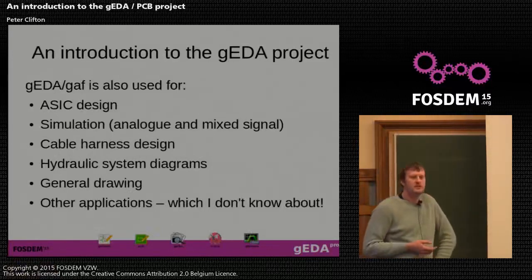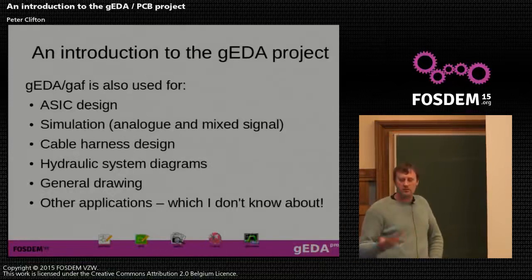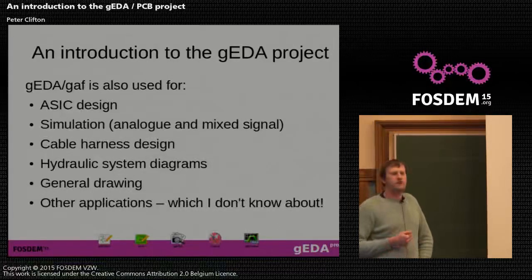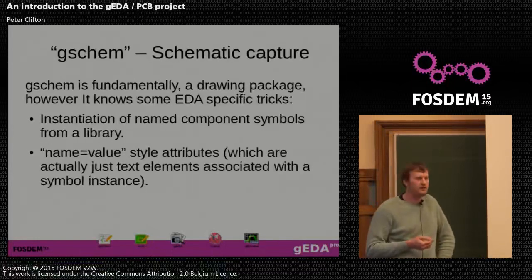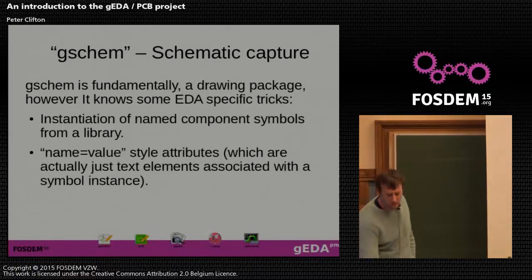GSCHEM, our schematic editor, is effectively a drawing package. It draws lines and has a little feature for putting macros in, which we call symbols, which are your representations of resistors, capacitors, IC chips. It has a few little tricks that help you draw schematics in a way we can process. For example, it has the concept of attributes, name equals value. They're text objects which are attached to instantiations of components. But at the end of the day, these are text on a schematic page.